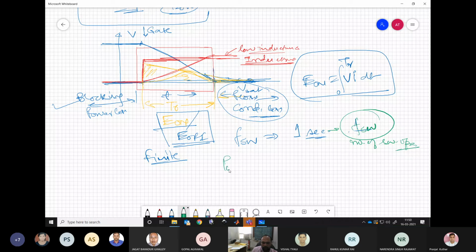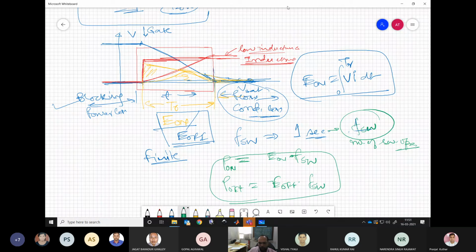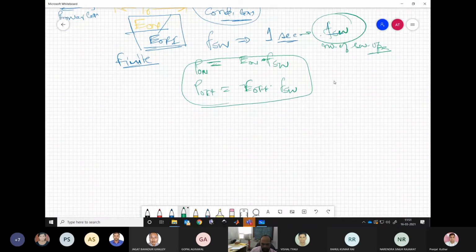So the total power loss in only the on duration would be E on into FSW. And similarly, we can have P off, because if we are turning on, we will have to turn off also. So the total switching loss, if we have to write, will be P switching loss equal to E on plus E off into FSW.